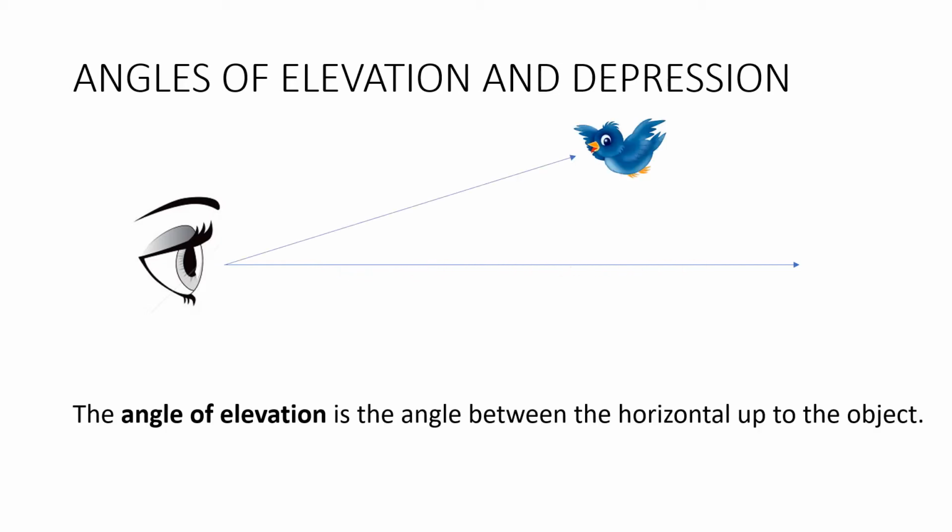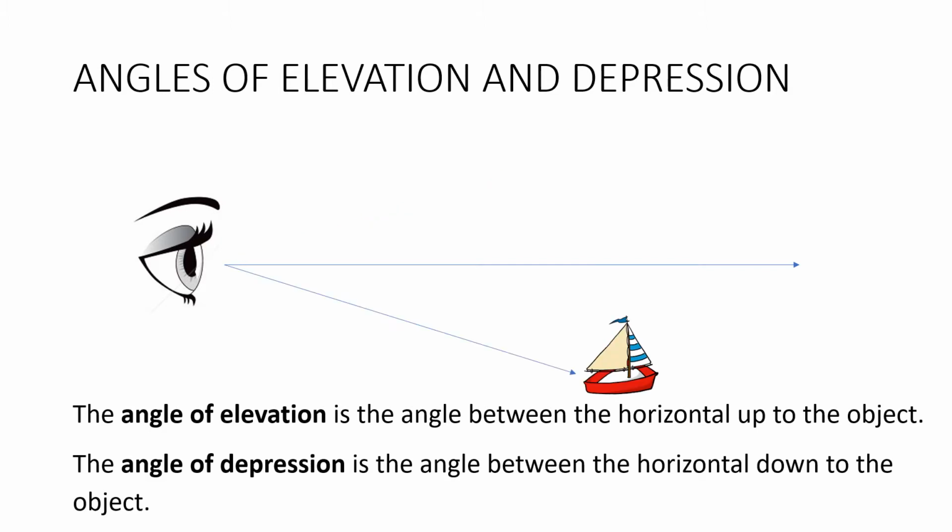So the angle of elevation is the angle between the horizontal looking up to the object. So it's this angle here. The angle of depression is the angle from where you're looking straight out down to the object. So it's this angle.